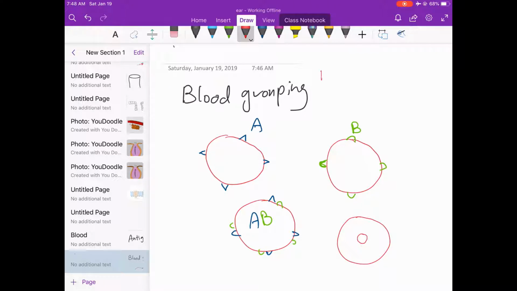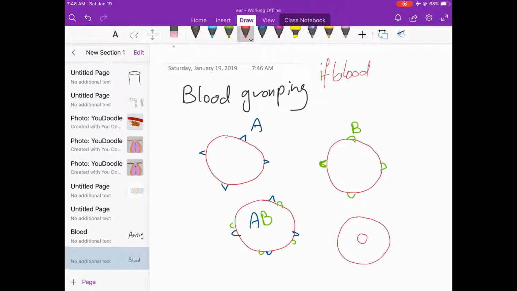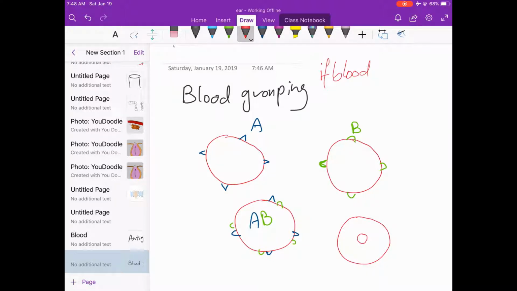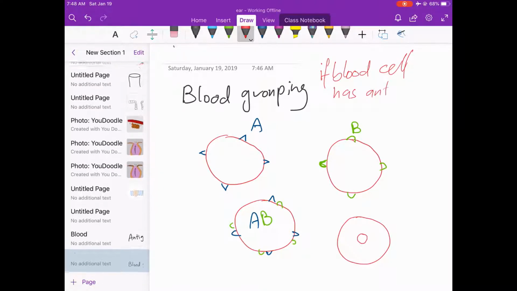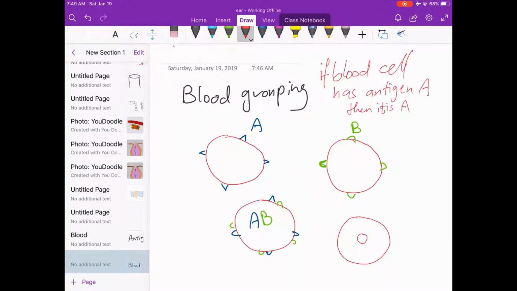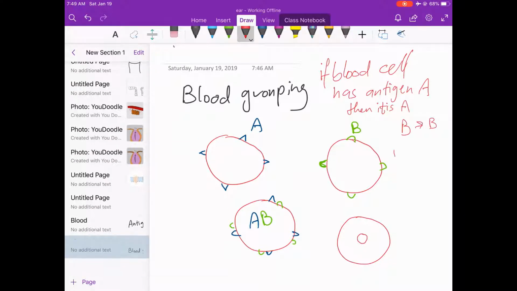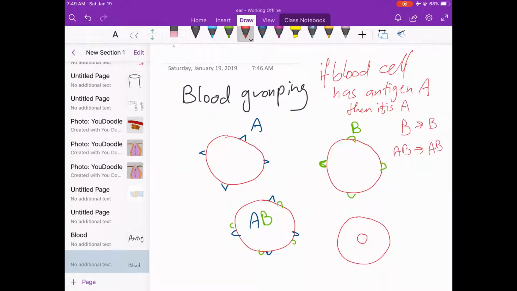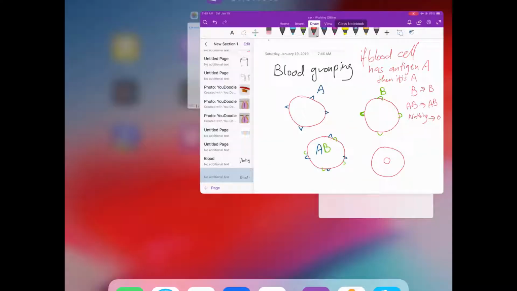If blood cell has antigen A, then it is A. If it has B, then it is B. If it has AB, then it is AB, and if it has nothing, it is O. Okay, so this is the blood grouping. Let's go back to the lecture.